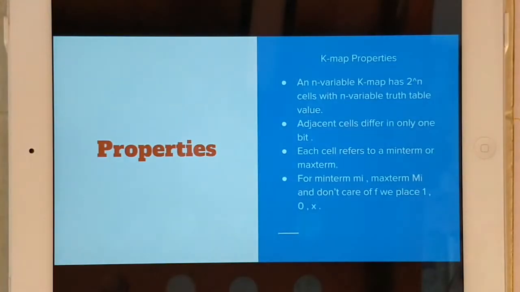And now I will talk about some properties of the K-map. An n-variable K-map has 2 to the power n cells, with the n-variable truth table values. Adjacent cells differ in only one bit. Each cell refers to a minterm or a maxterm. For minterm, maxterm, and don't care of f, we place 1, 0 or x.